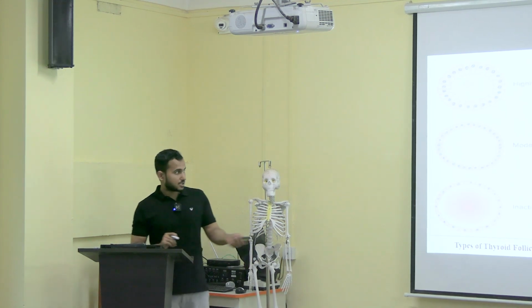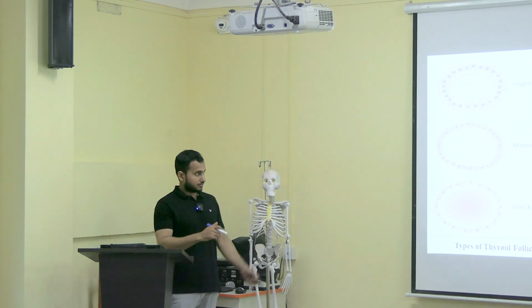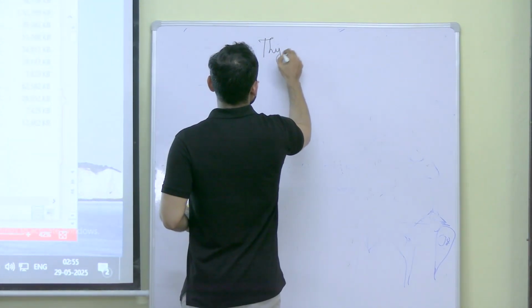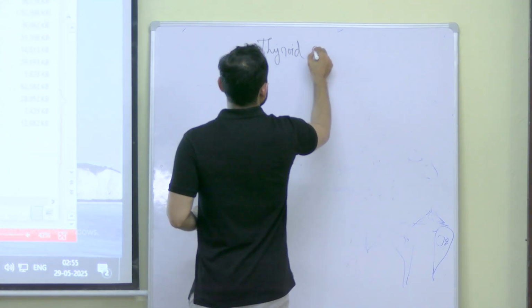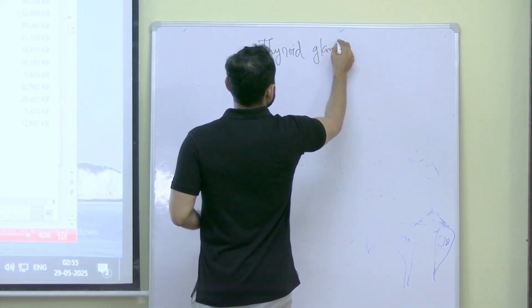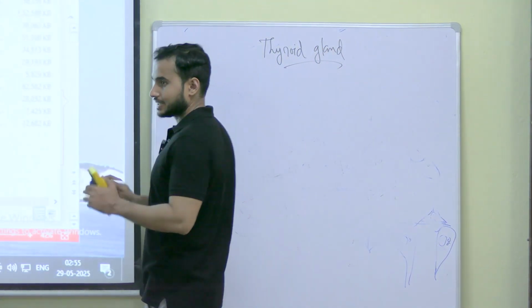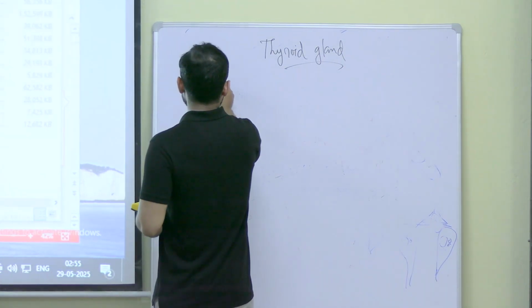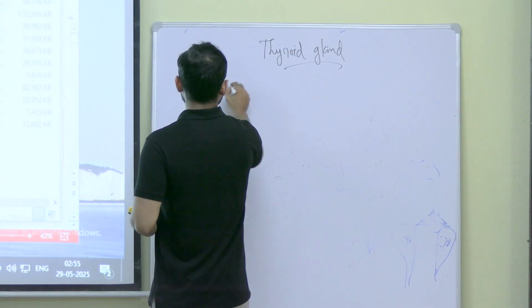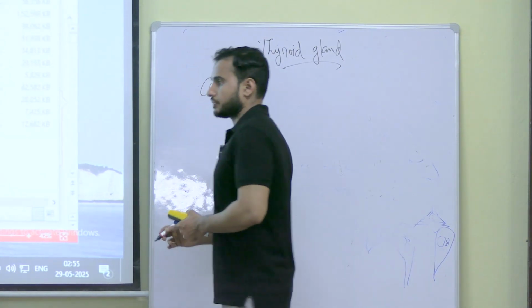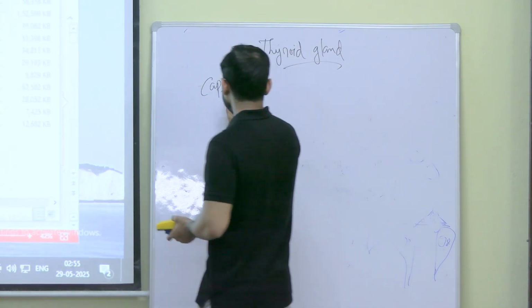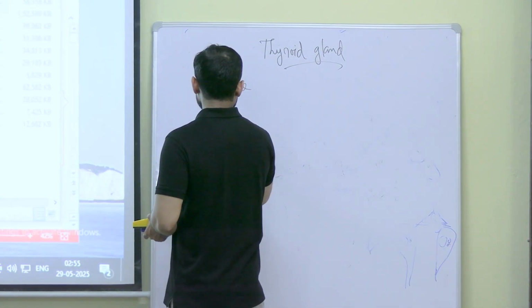Next, in the case of the thyroid gland, first, as I said, the thyroid gland is covered by a connective tissue capsule. So first there will be the capsule, which is made up of irregular connective tissue. From the capsule we are getting connective tissue septa.